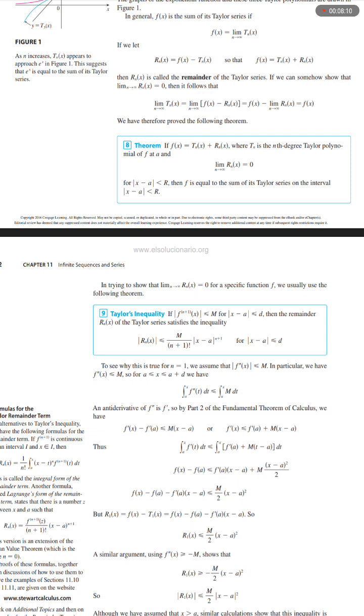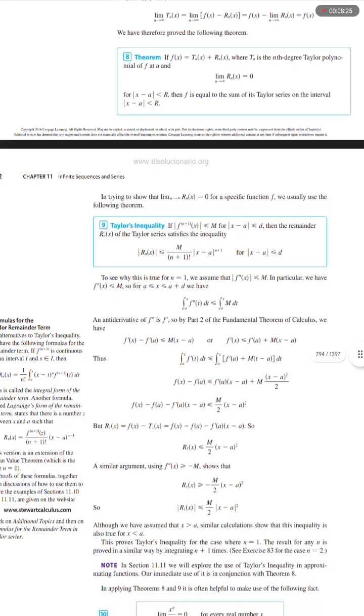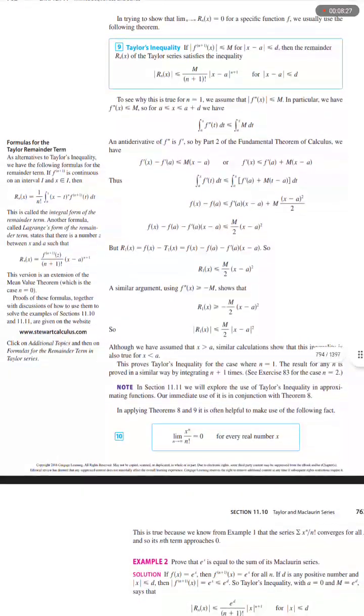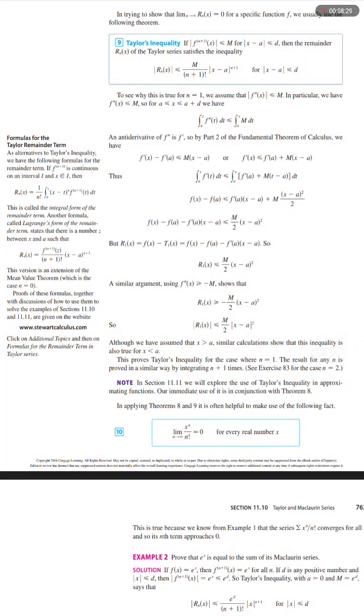In trying to show that the limit as n approaches infinity of R_n(x) equals 0 for a specific function f, we usually use the following theorem. Theorem 9, Taylor's inequality.